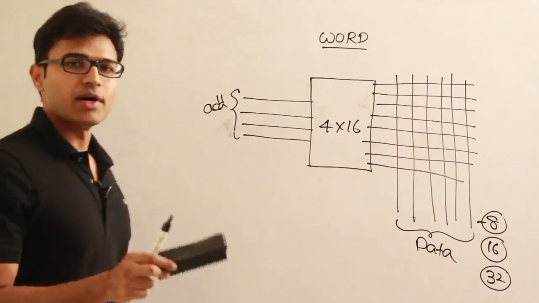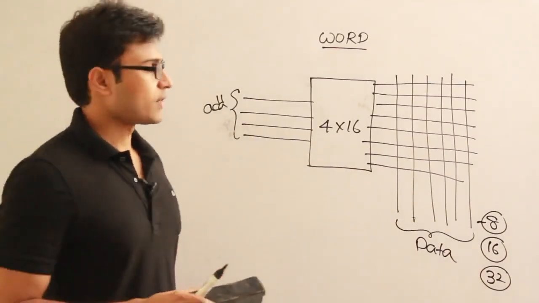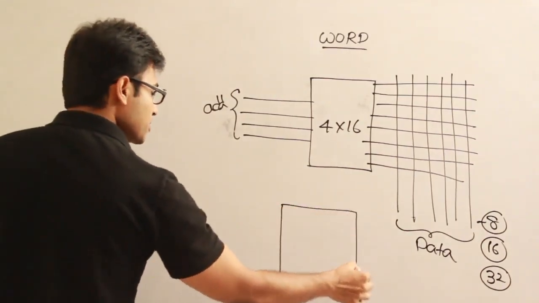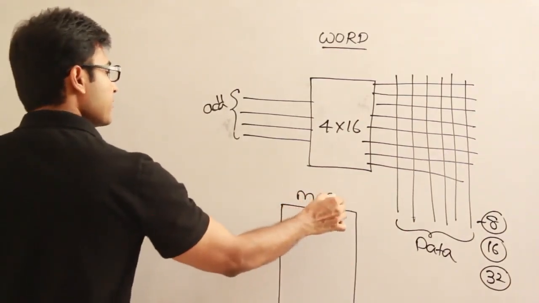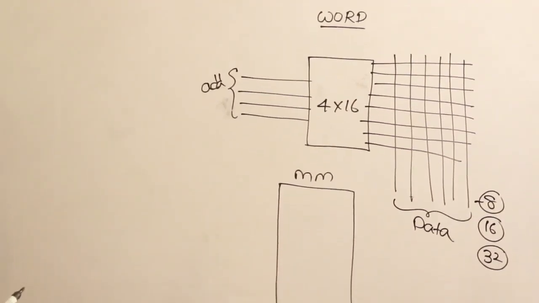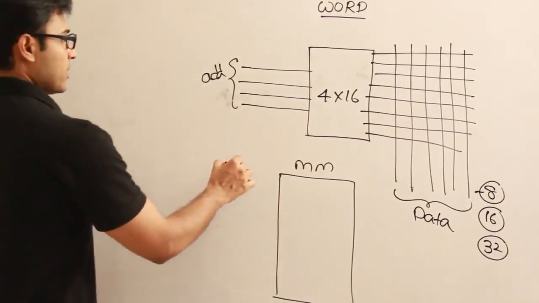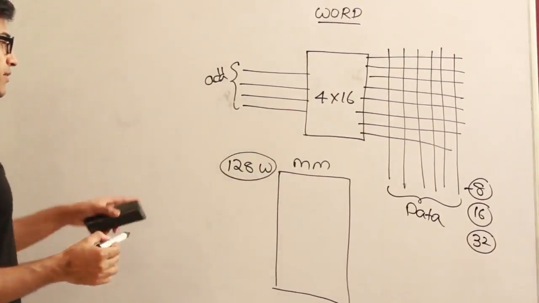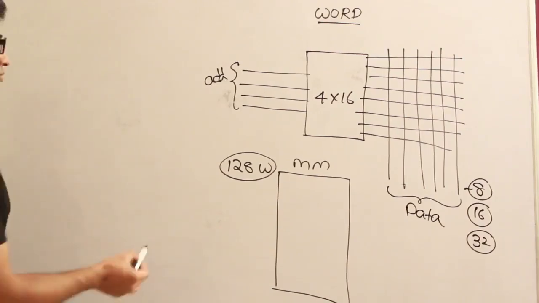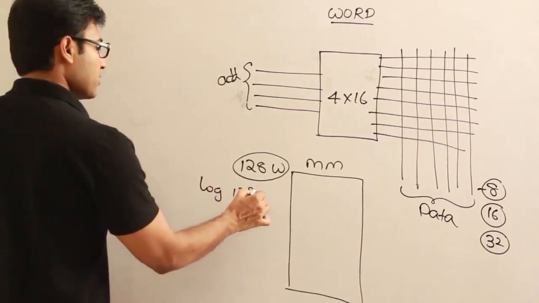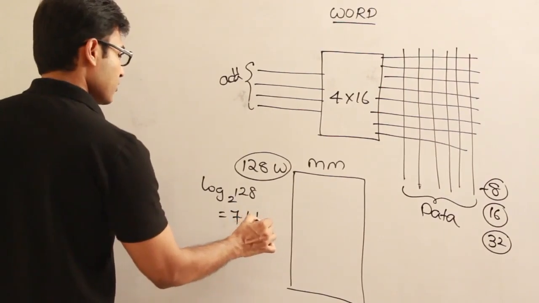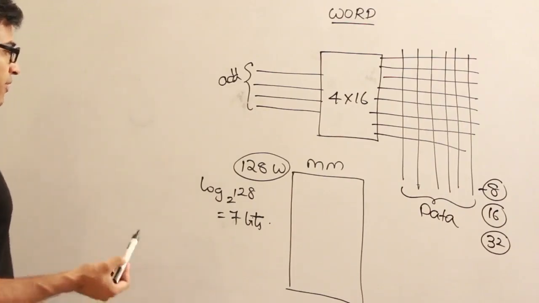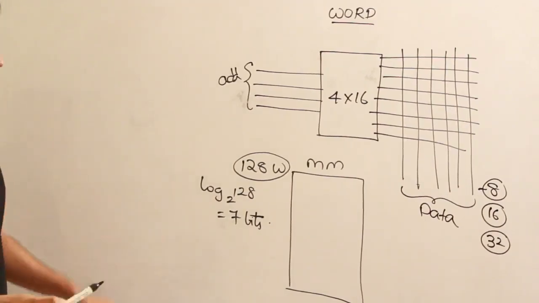Now once you define the word, then you can define the addresses, right? Let us assume that we have the main memory here, which is RAM, made of flip-flops. In the main memory we have 128 words. If 128 words are there, then in order to address each one of them, how many bits are required? Log 128 base 2, which is nothing but 7 bits. Got it? So depending on the number of words, we derive the number of bits required in the address. So I think you understood the concept of words.